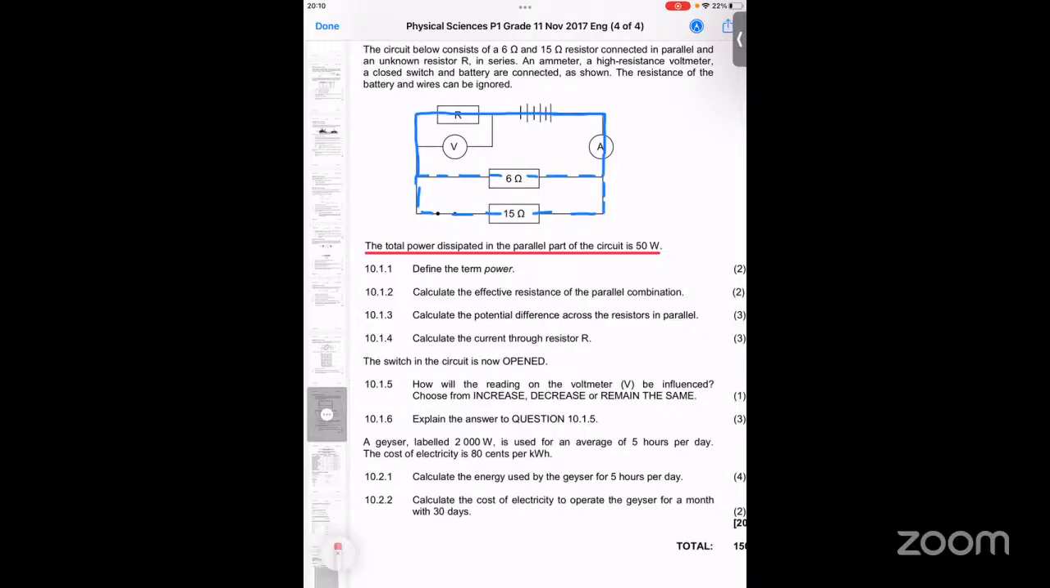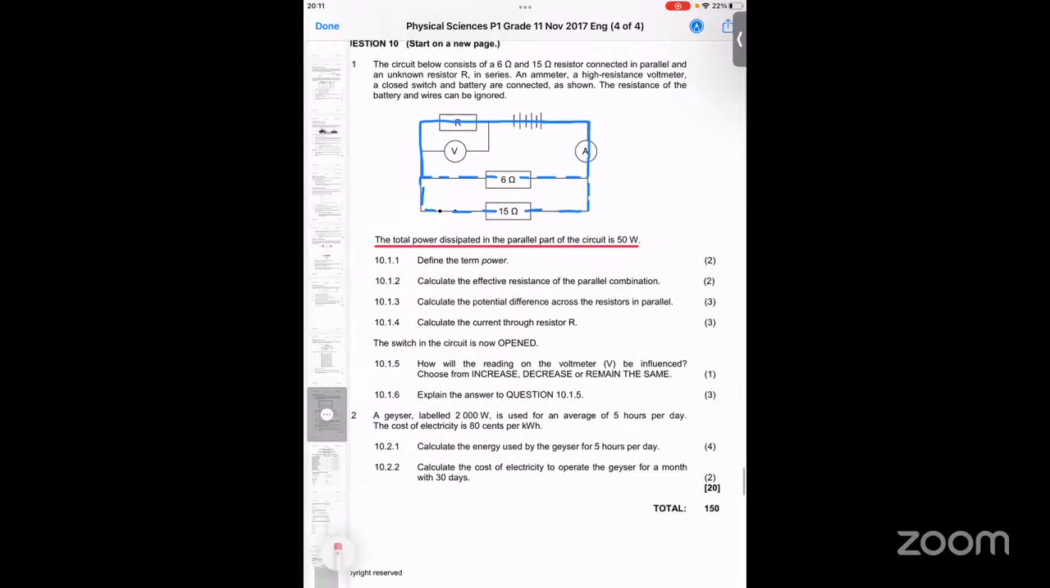100%. So power is the rate at which work is done, full stop, by just referring to that formula. Okay, so now they want you to calculate the effective resistance of the parallel connection by just looking at the marks allocated to that question.